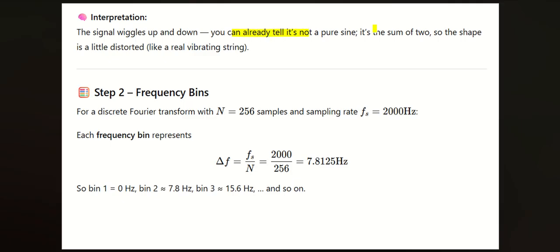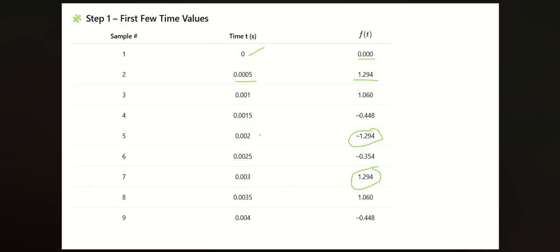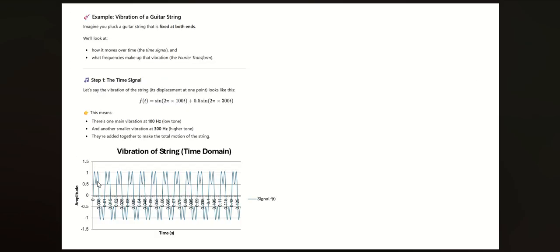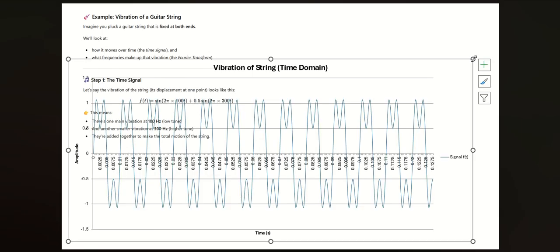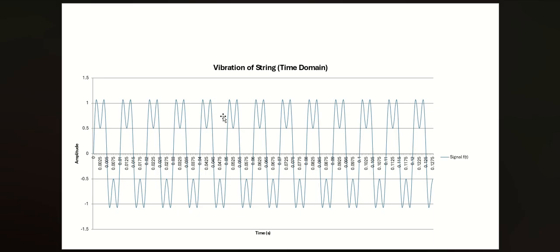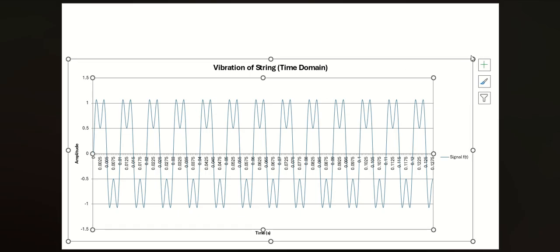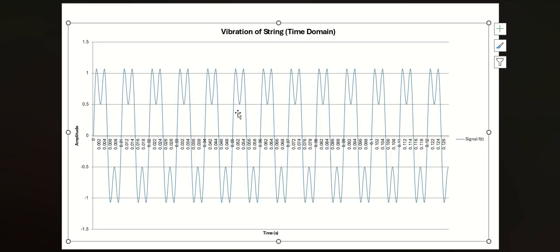You can already see that it's not a pure sine, it's a sum of two, so the shape is a little distorted. You can see this kind of little distorted shape. This signal has two frequencies, one is 100 hertz and one is 300 hertz, with amplitudes 1 and 0.5.